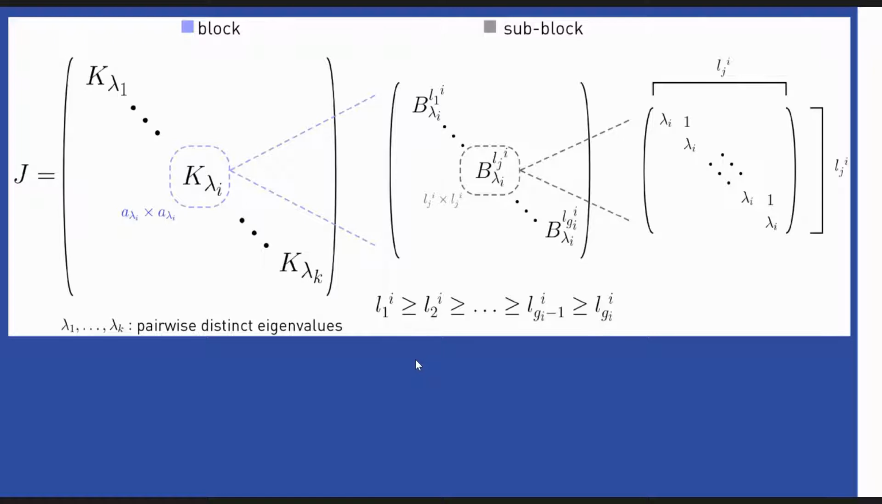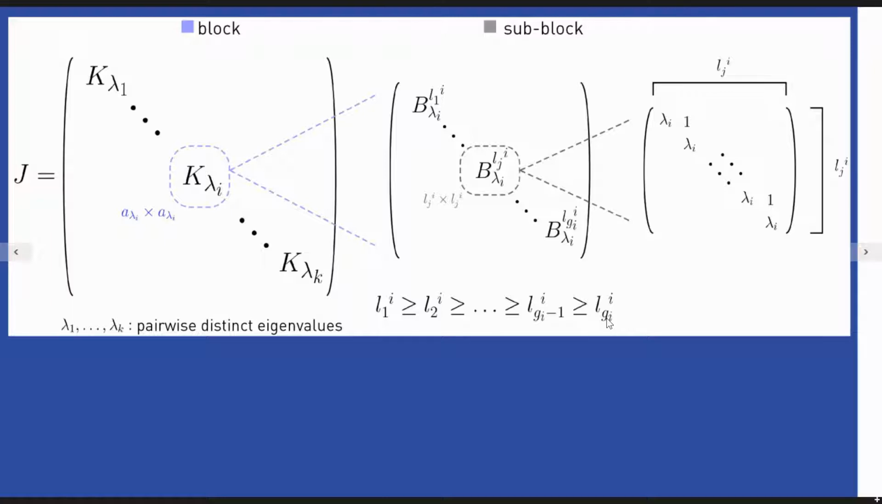Now there are two important things. First of all, we know the number of these smaller Jordan subblocks inside of one of the bigger Jordan blocks K_lambda_i. This number is given by the geometric multiplicity g_i of the eigenvalue lambda_i. So the number of these subblocks inside of the larger blocks K_lambda_i is given by the geometric multiplicity g_i of the eigenvalue lambda_i.